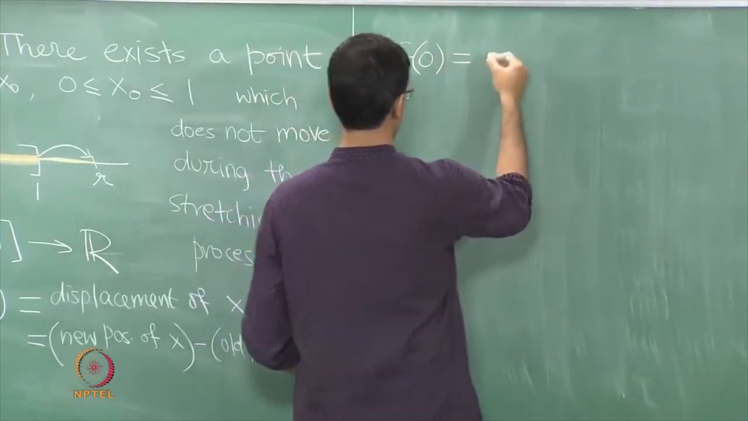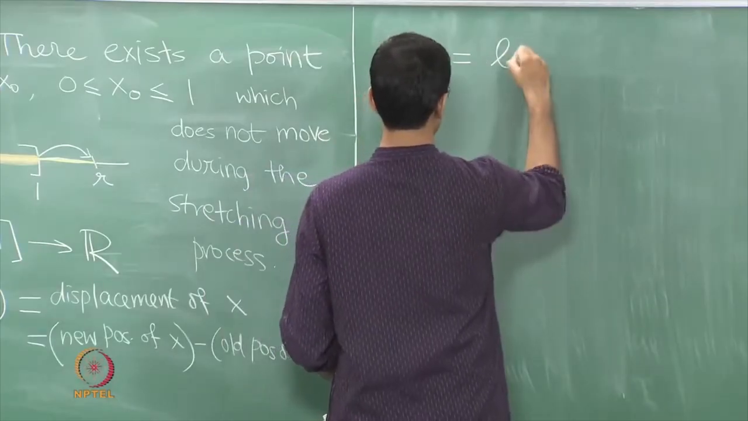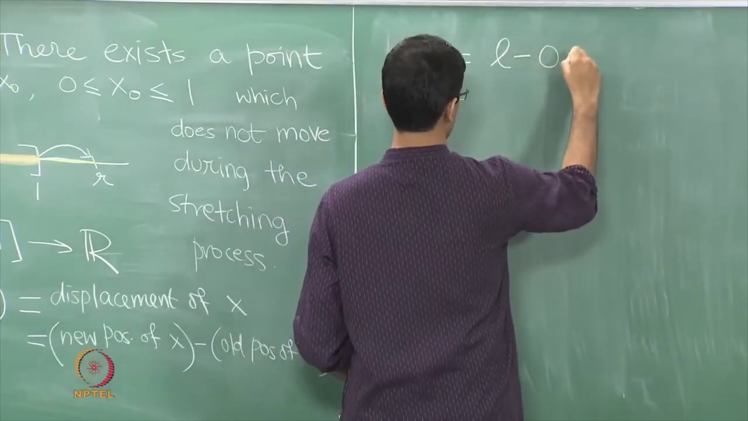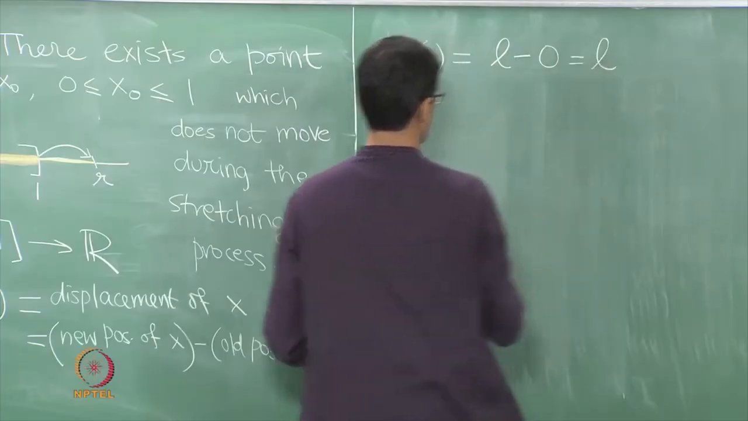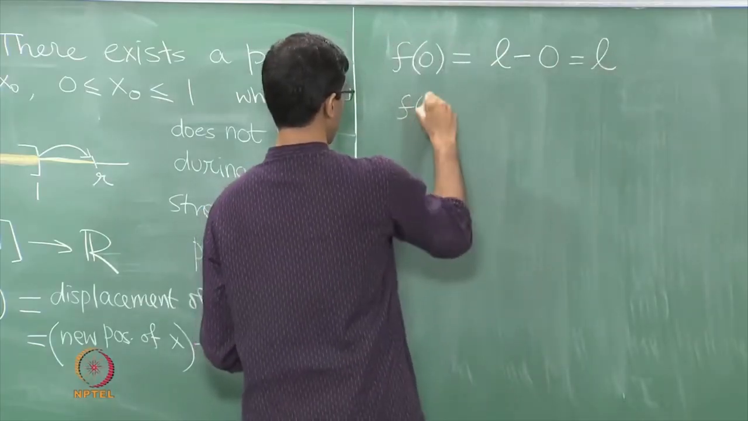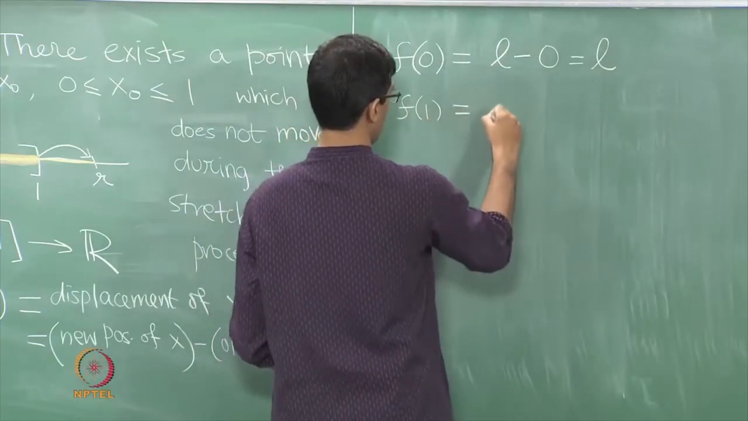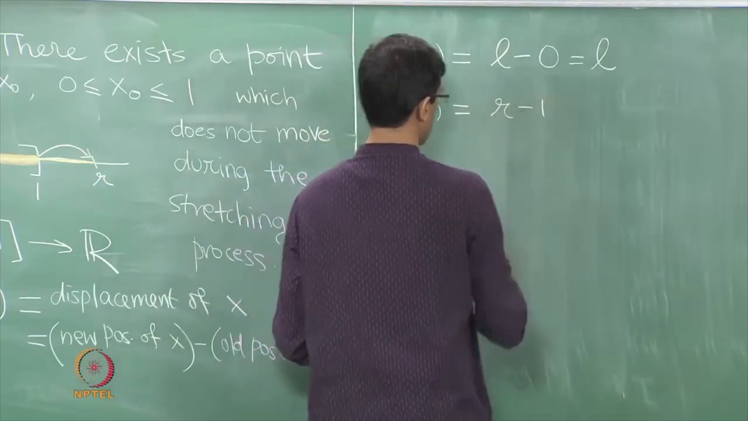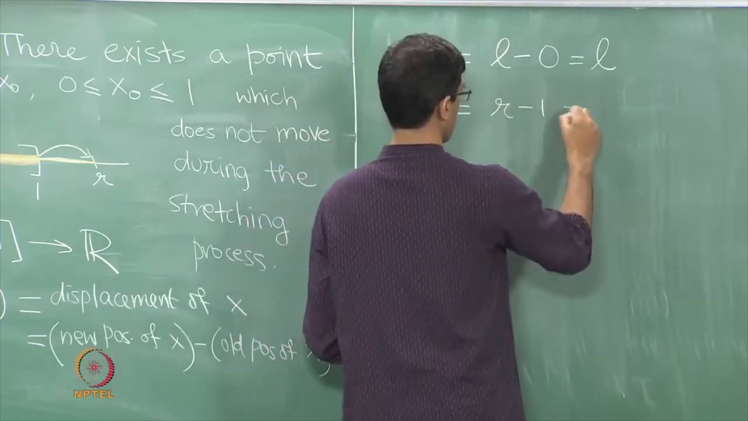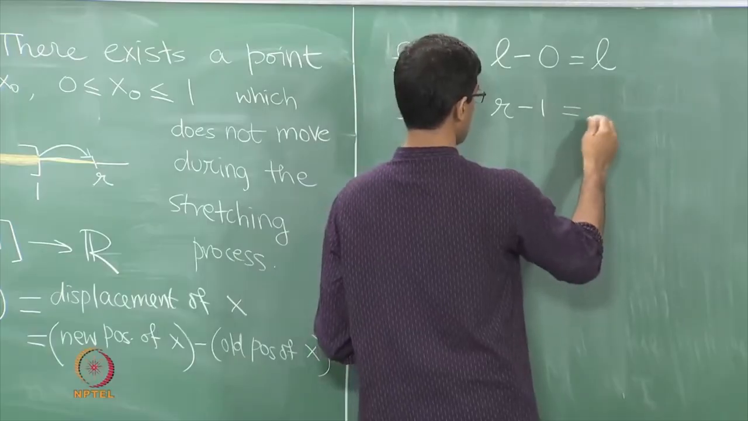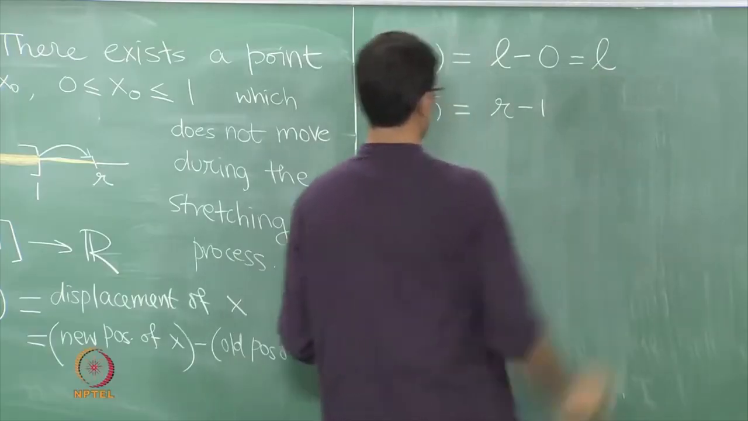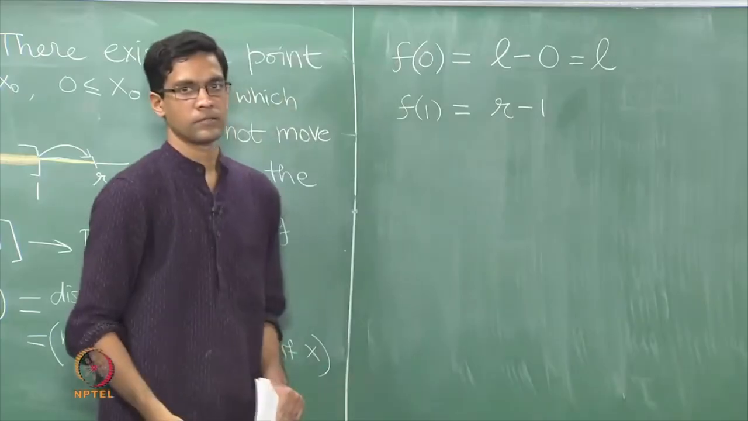So let's just see what the graph should look like. So I'm going to draw the graph of the function f. At 0, it is the value L, which is negative. At 1, it takes the value R minus 1, whatever that be, which is some positive value. So here are the two endpoints from L to R minus 1.